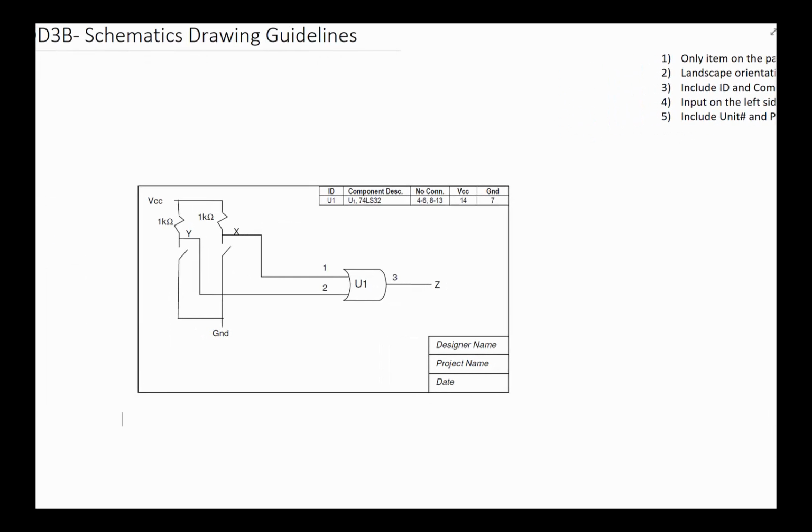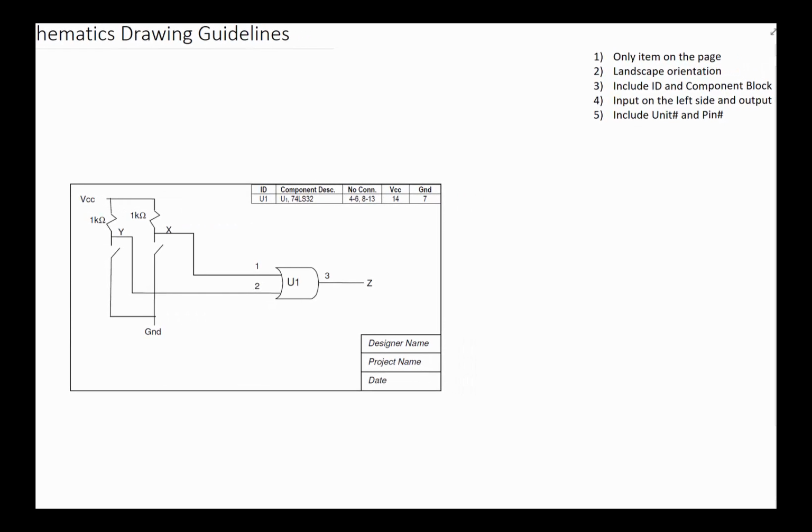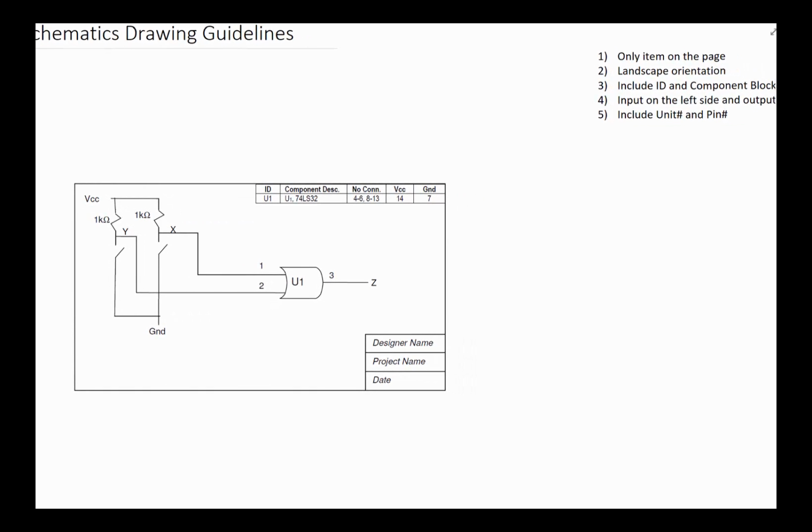Nowadays, most of the time we'll do the schematics online anyway, and they're electronically saved, but once in a while we need to print them for communication. But even in a document, it needs to be in a landscape format. It's got to be the only thing on the page, and it has to have two key components in there. It's got to have this component in the upper right corner, and then this component in the lower right corner.